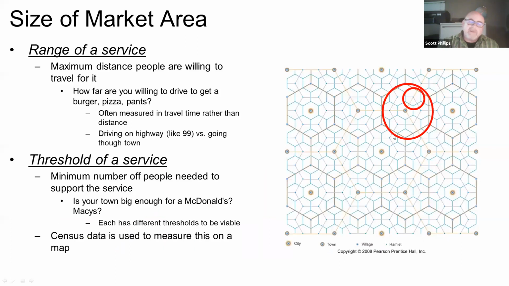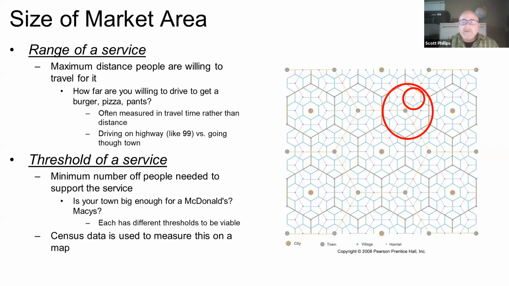And so there's technical terms for this. You can have what's called a range of services. How far are people willing to travel to go to it? So, I mean, how far are you willing to go to get a pizza or burger or pants? There's differences. You might drive a lot further to get a pair of pants than you would to go get a burger. And often it's not in linear distance, but just how long it takes to get there. So driving on Highway 99 is a lot different than if you're just going across town.